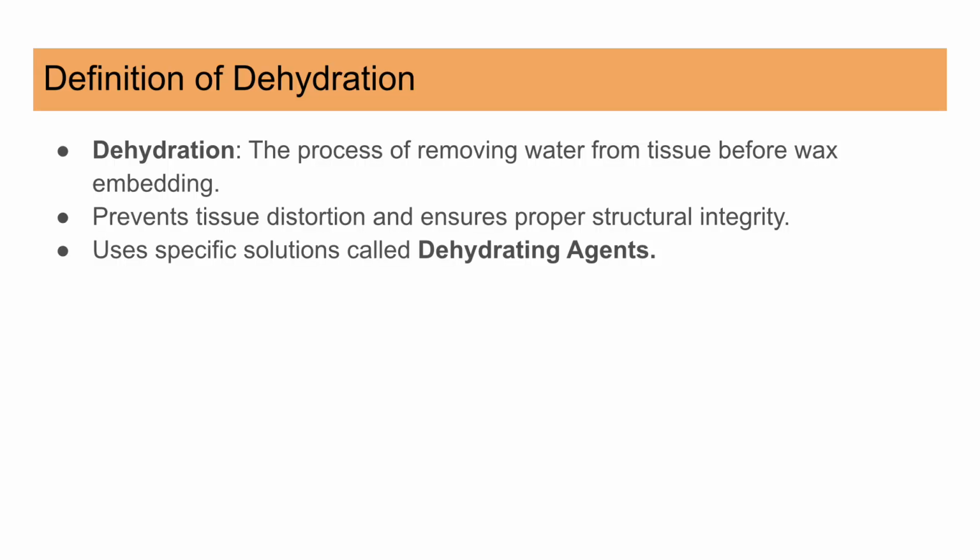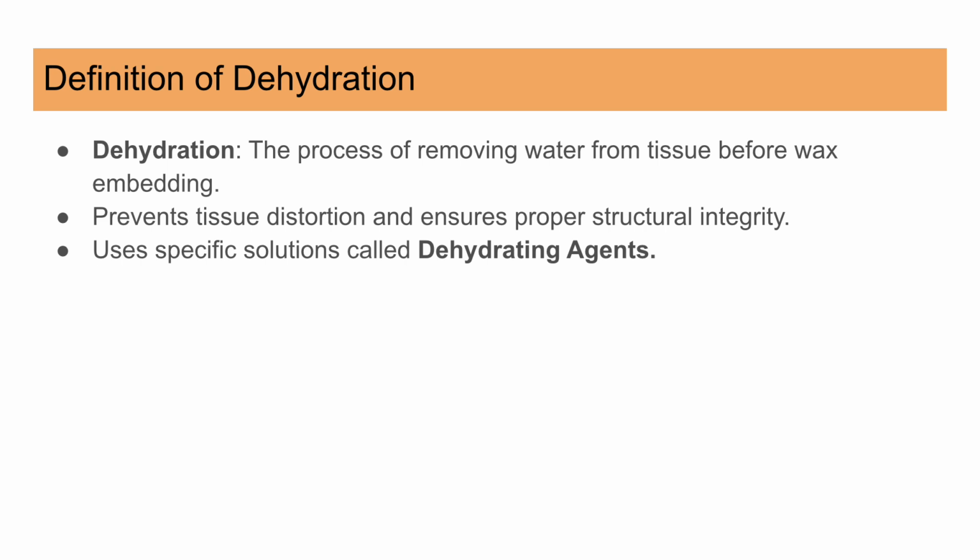Let us define dehydration. Again, dehydration is the process of removing water from tissue before the embedding stage. This step is essential for achieving a high-quality tissue sample. Dehydration plays a key role in preventing tissue distortion. It helps maintain the structural integrity of the tissue and is vital for ensuring that the cellular architecture remains intact, which is crucial for accurate diagnosis.